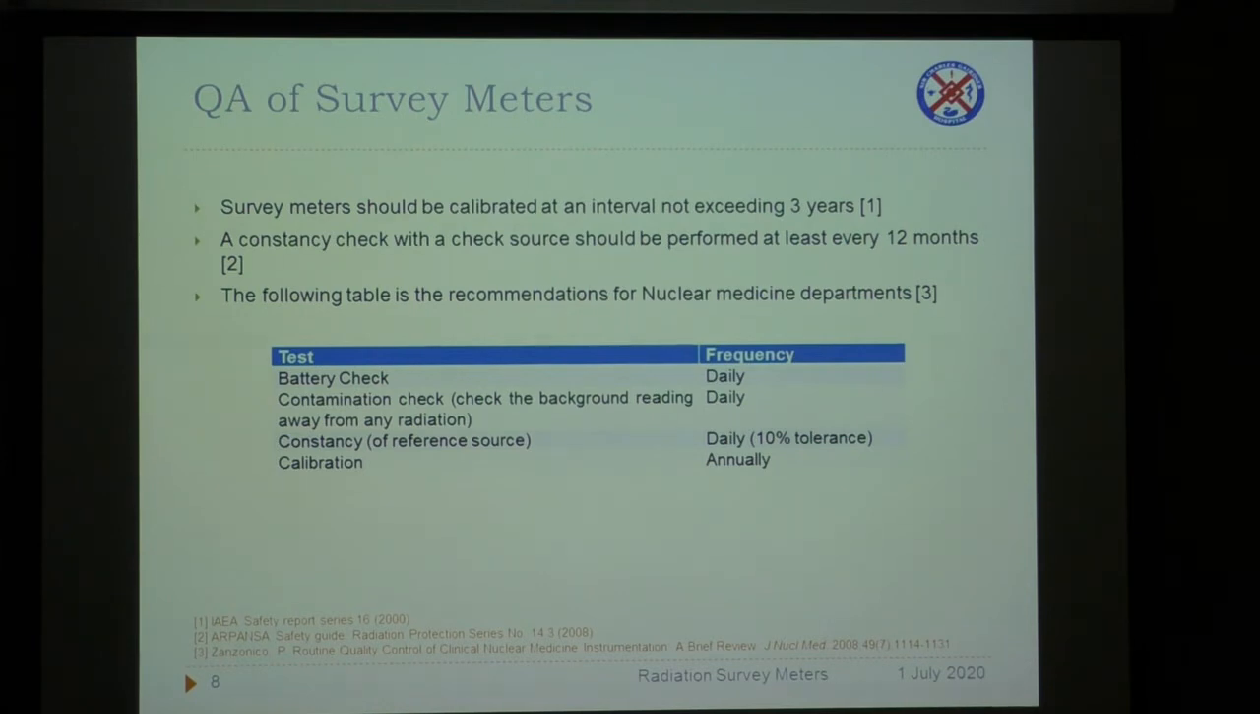And then this table here, I couldn't really find much about QA, but this table is recommended in nuclear medicine departments. So you do a battery check, a contamination check, which is basically a background reading every day, and they also recommend doing a constancy check for your servometer every day. We don't do that here, but we do a battery check and contamination check before we use it, and then calibration they recommend annually, but we only do it every 3 years here.